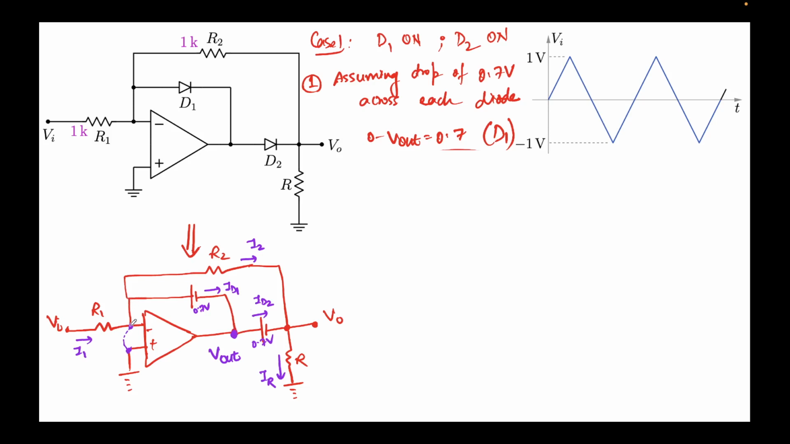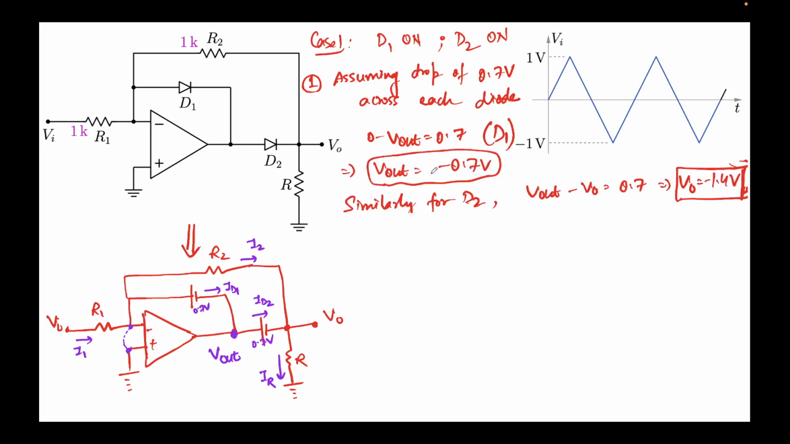Positive terminal is this, which is sitting at 0 volts due to the virtual short, minus V out, which is... I have assumed the potential of this node to be V out. This should be equal to 0.7 due to the fact this is the diode D1. Okay, sorting this out, I get V out equal to minus 0.7. So this is an important data point.